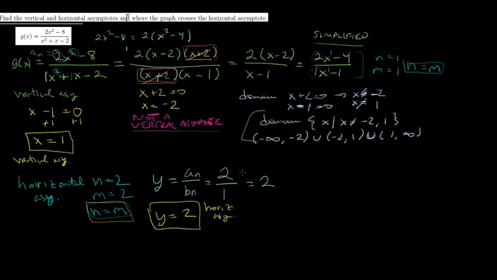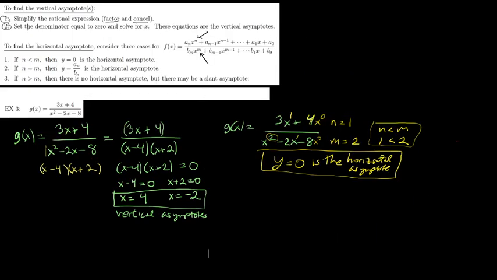Okay? But when you're finding the vertical asymptote, you have to use the simplified version for the denominator, to set the denominator equal to 0 here, as we did here. Okay, so I hope that helps. These are 2 examples of finding vertical and horizontal asymptotes.